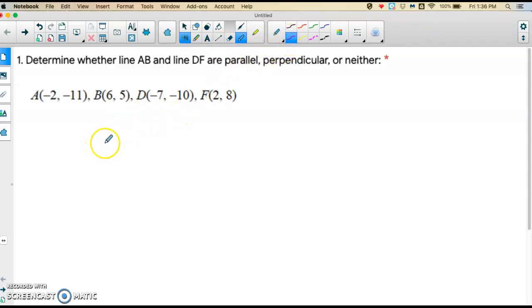So you're determining whether they are parallel. These two lines are parallel, perpendicular, or neither. Parallel, remember, the slopes are the same. Perpendicular, they are opposite reciprocals, and neither means they're neither of those.